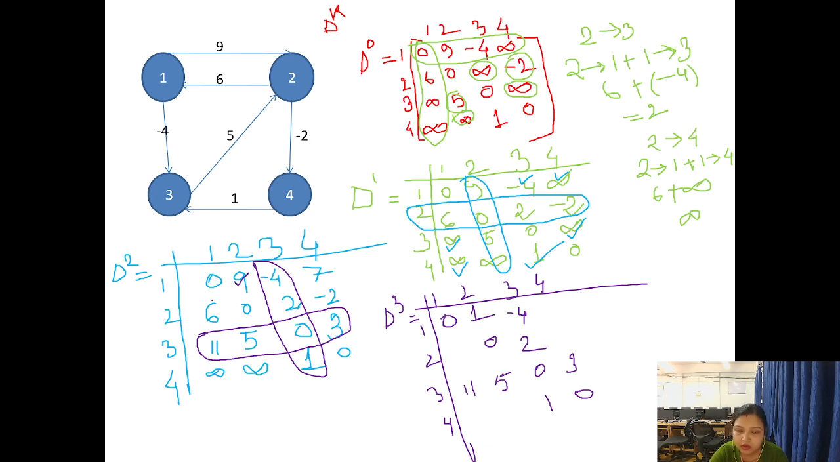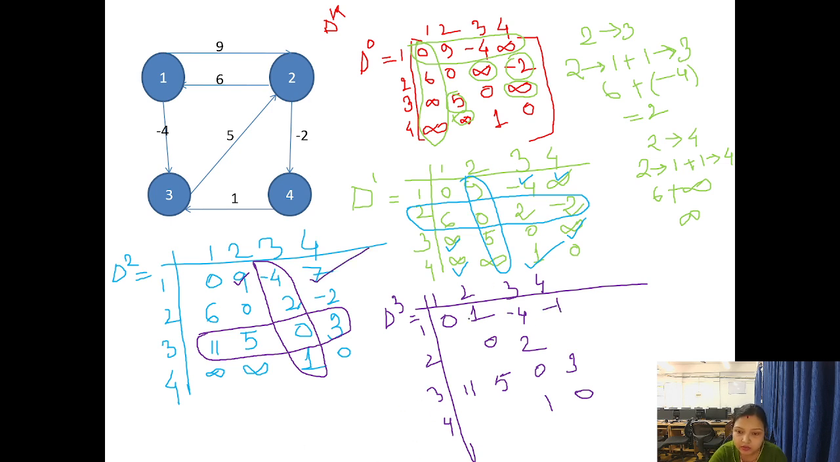Okay, now next is 1 to 4. 1 to 4 will be 1 to 3 and 3 to 4. So 1 to 3 is -4 and 3 to 4 is 3. So -4 plus 3 means -1, and earlier it was 7. So -1 is the smaller, so we'll update with this.